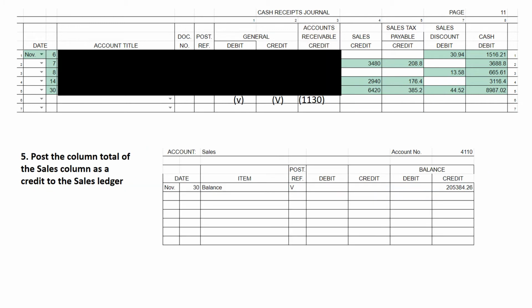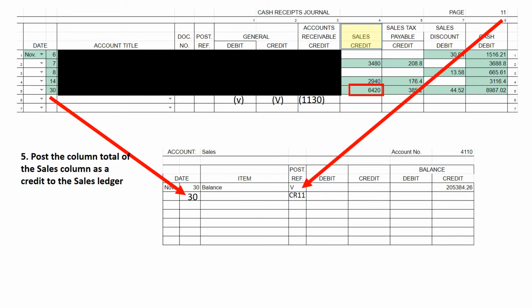We continue our journey along our cash receipts posting journal, and we are now going to total up the sales column. We're going to post the column total of the sales credit column. Again, we take that 6420. The date that we totaled it up was the 30th. This came from cash receipts, page 11. This 6420 is a credit because if you look in the yellow box, it says that it is a sales credit. 6420, we have a credit balance with a credit entry.